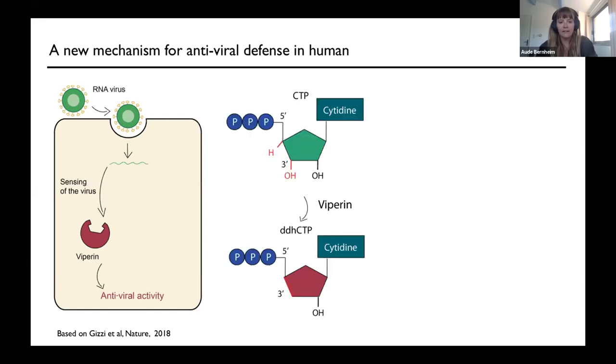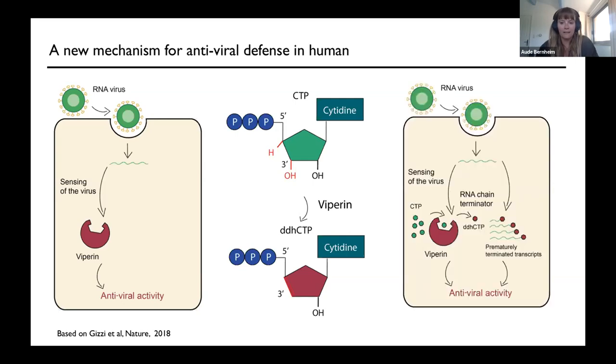The way it works is that viperin is an enzyme that catalyzes the reaction going from CTP to a molecule called ddhCTP. What viperin does here is take the water molecule, which pretty much leads to the formation of a double bond here. And this double bond is important because now the 3' OH group is missing. This is very important because you need the 3' OH for the polymerization reaction, meaning that ddhCTP is an RNA chain terminator. It means that when this nucleotide is incorporated in an RNA chain, no other nucleotide can be added afterwards. So it terminates the RNA.